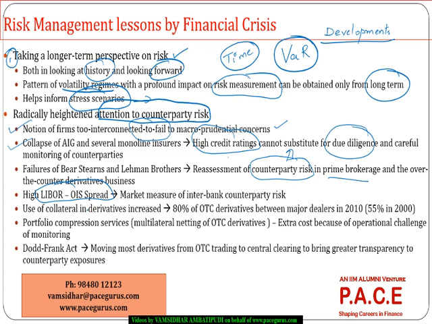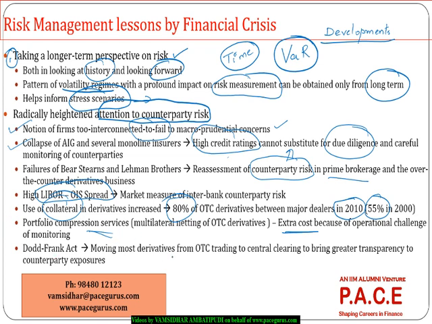And some of the interesting things that came out: collateral in the derivatives. Usage of collateral in the OTC derivatives has really increased. There is a study which says 80% of the OTC derivatives between the major dealers in 2010 are collateralized, whereas that number used to be just around 55% in 2000, which is a clear indicator that the usage of collateral in the derivatives market has increased quite drastically. And there is a lot of pressure on usage of portfolio compression services, which use multilateral netting of OTC derivatives. Though it's an extra cost, there is a lot of focus towards the usage of portfolio compression services because the benefits coming out of it are profound.